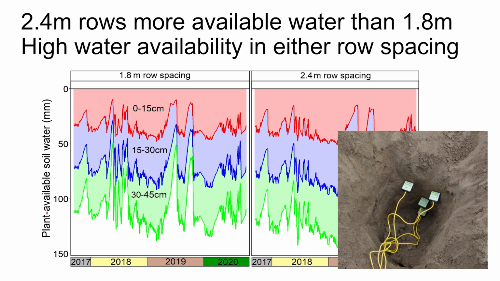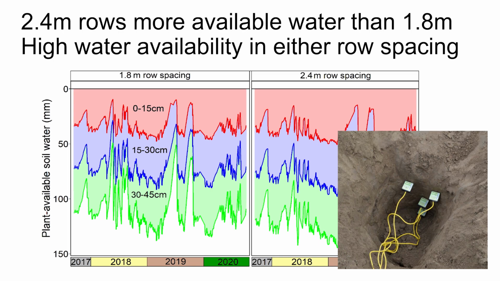Paul White started in 2017. He did from 2017 to 2020, where he looked at the effect of row spacing, so between 2.4 meter rows and 1.8 meter rows, which is basically 8 foot and 6 foot row spacing. And so that's measuring the total water content in the top 45 centimeters.